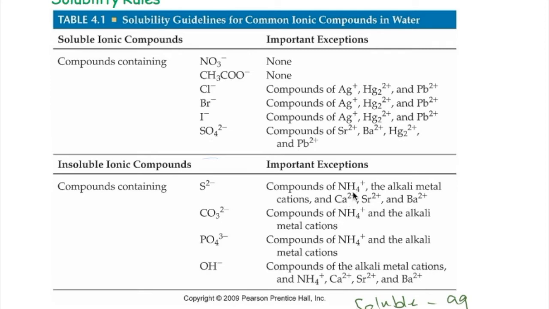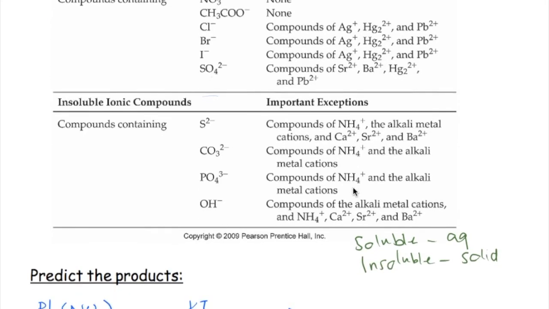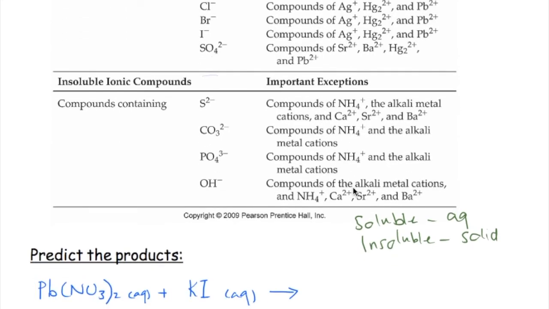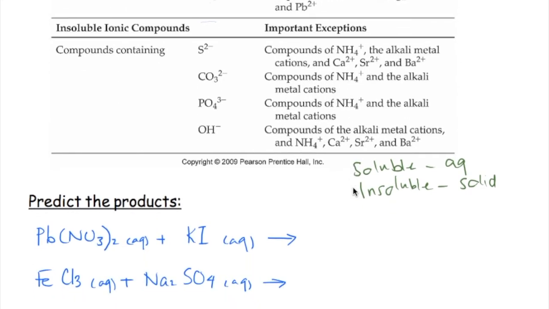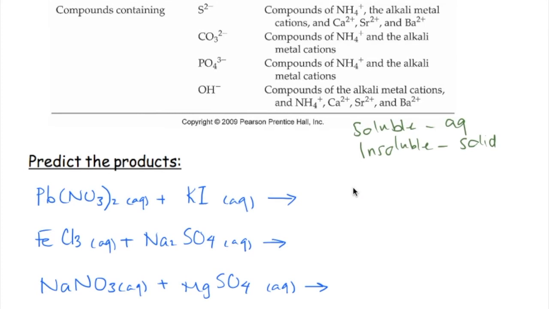Okay? So let's use this knowledge to attempt this question here. Predict the products of these reactions. Now we have PbNO3 plus KI. Now we know we're going to exchange the cations first. So let's do it in green. We're going to basically exchange the cations. Let's write down the products.